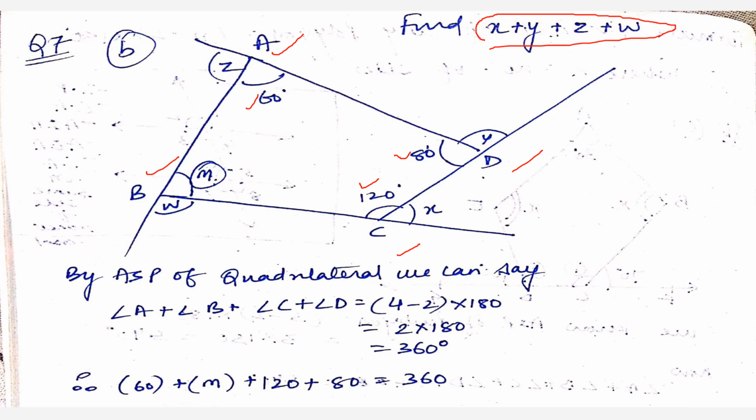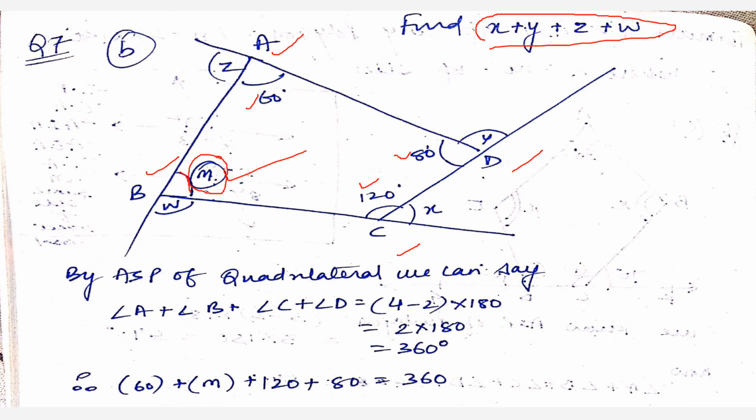Now, before finding the value of x, y, z, and w, first see this m. I have assumed this unknown angle as m from my side. You can assume it anything like p, q, r, whatever you want. Now, we know in a quadrilateral, the sum of all interior angles is how much?